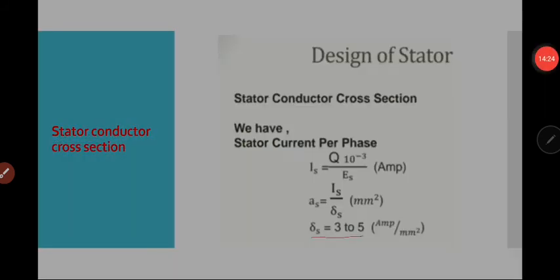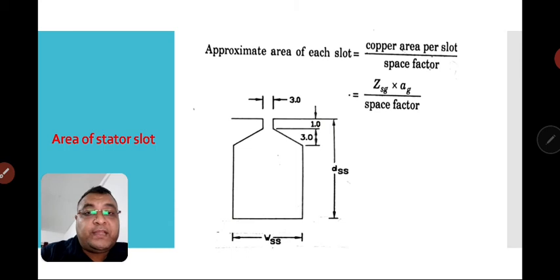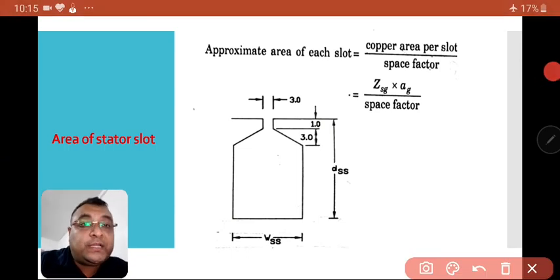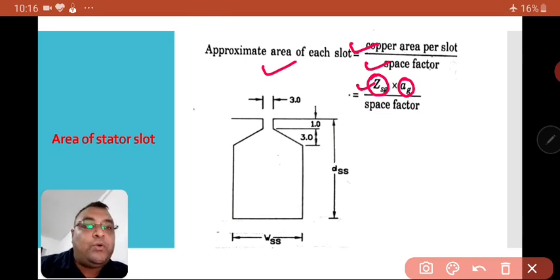Now over here we will consider the area of stator slot. In this diagram we can see, in the area of stator slot, there is one equation given, that is the approximate area of each slot. When we consider the approximate area of each slot, we consider the copper area per slot divided by the space factor, that is equal to ZSG, where ZSG stands for the conductors per stator slot, and AG stands for the area of each conductor, divided by the space factor.